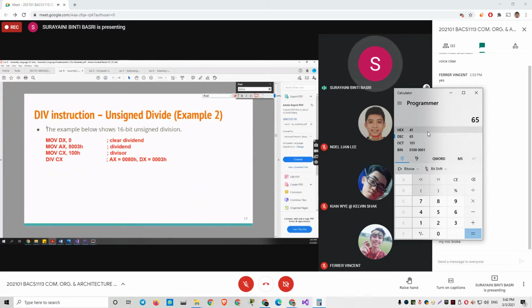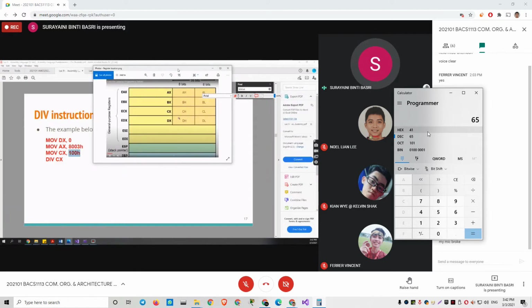This is the example of 16-bit unsigned division. First, you need to put something in your AX also, and then you move something into your CX, which is the divisor. AX, CX, AX, CX. Okay, CX here.